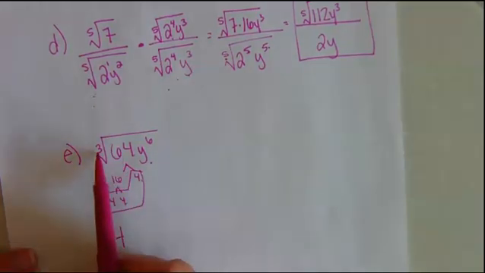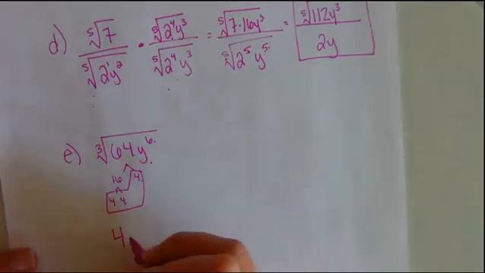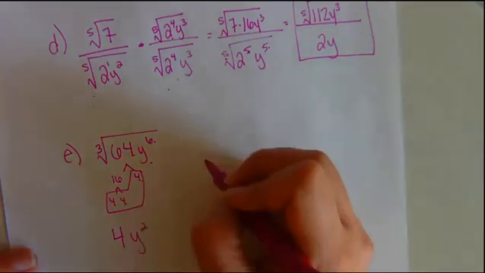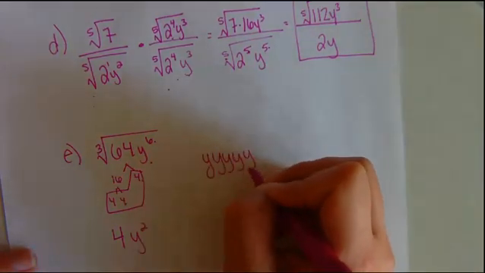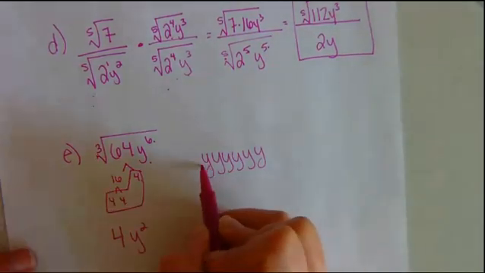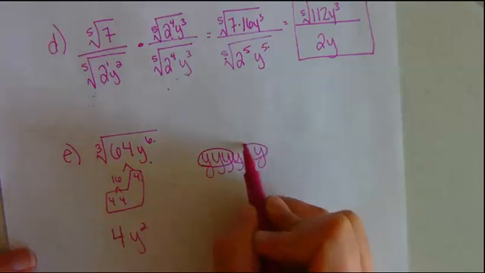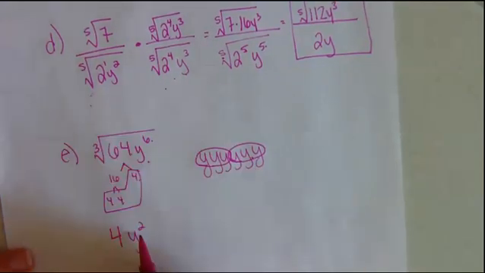And then I ask myself, 3 goes into 6 how many times? And that's 2 times. Remember, that's coming from having 6 y's. And we're making groups of 3. So how many groups of 3 can I make? I can make 2 groups of 3, which is why I have y squared.